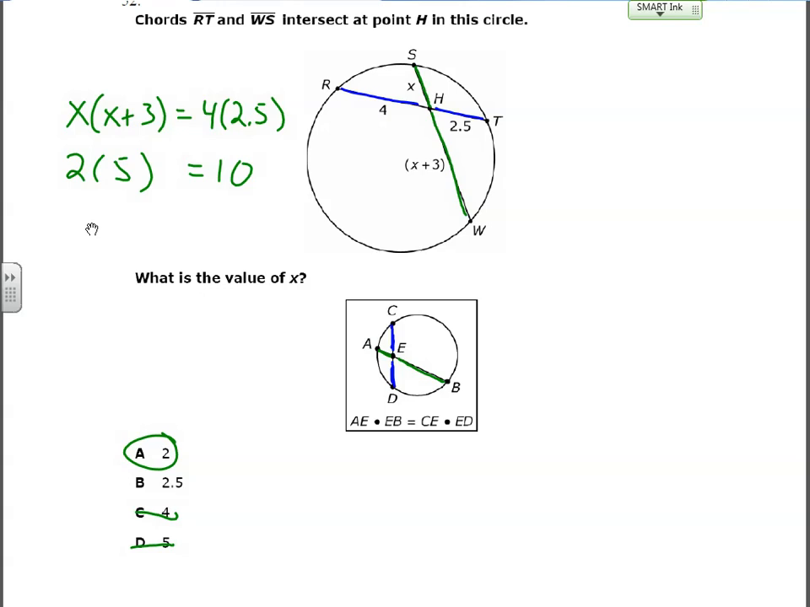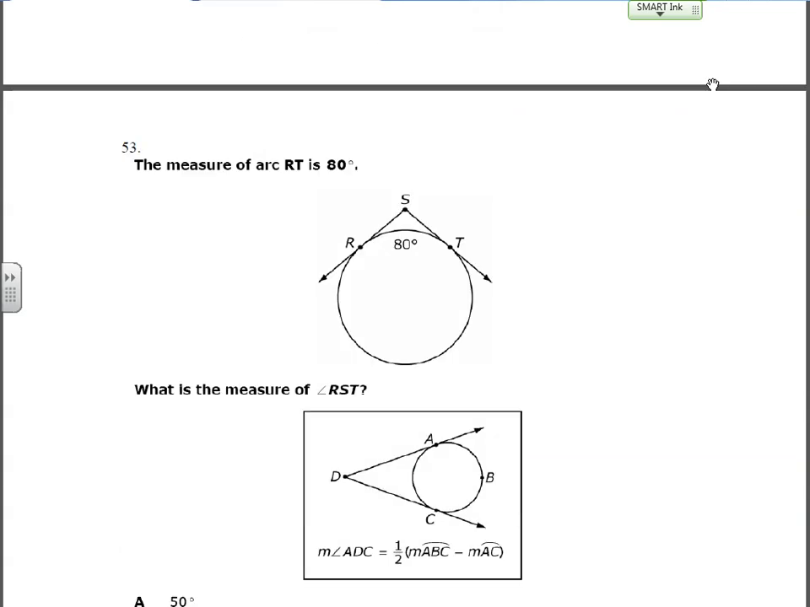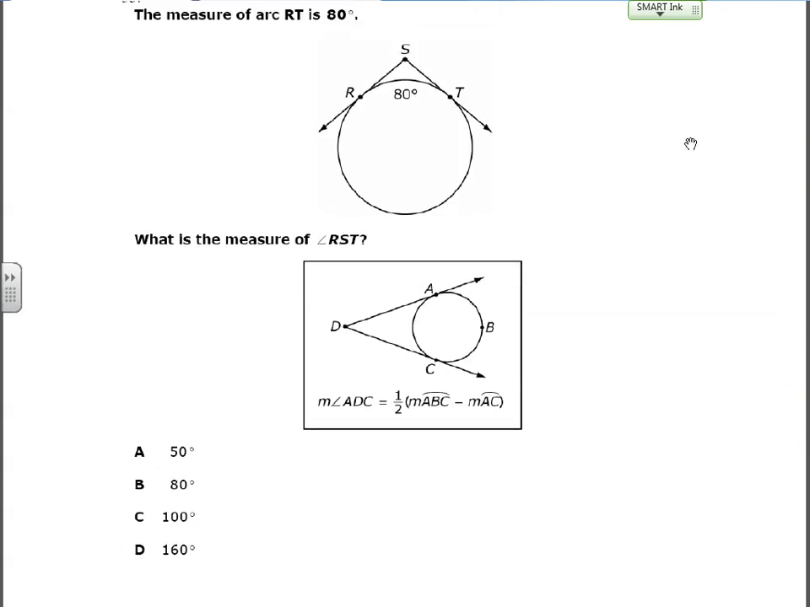All right. Next one, another circle one, I believe. The measure of arc RT is 80. And we're looking for the measure of RST. Okay. RST looks pretty big. What can we eliminate, though? Sebastian? 160. Why 160? I don't know. Oh, Julia, why 160?